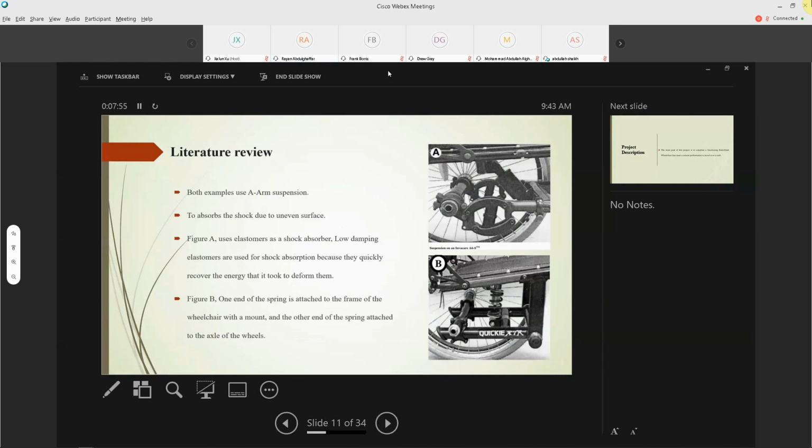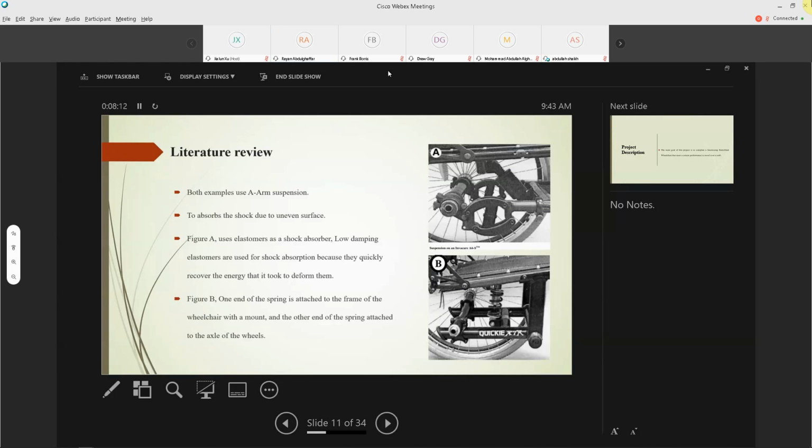Moving to literature review. Our project focuses on the rear suspension. There are different related studies, and people have done some work on the rear wheel. We take that work and improve it, coming up with a new way to redesign it.